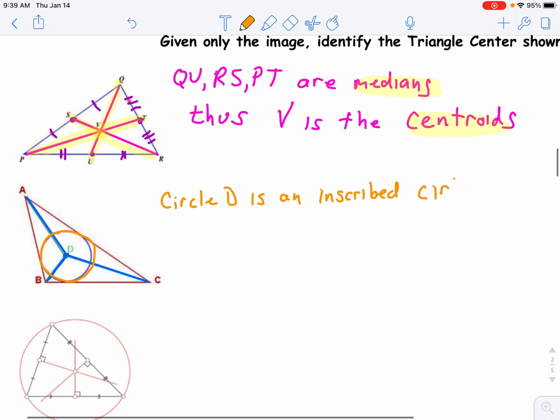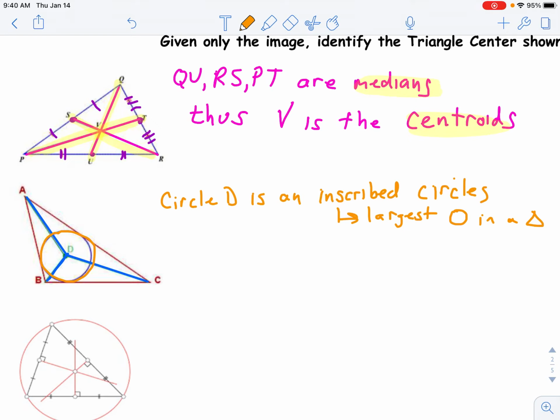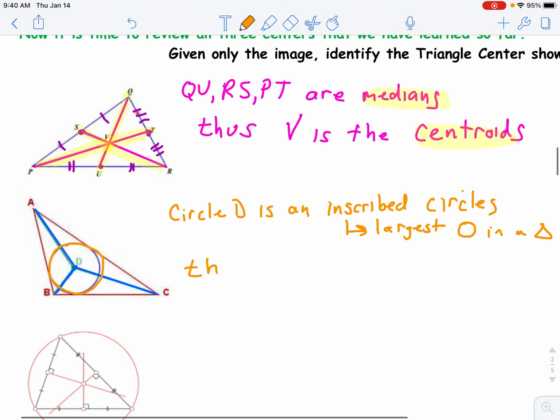And a fun fact about inscribed circles, it's the largest triangle, or excuse me, it's the largest circle in a triangle. So we kind of used the shapes shorthand. So we identified we got the largest circle inside of a triangle. Point D is an inscribed circle. So that's going to force, thus, D is an incenter.